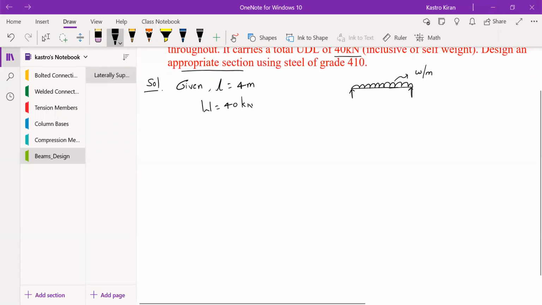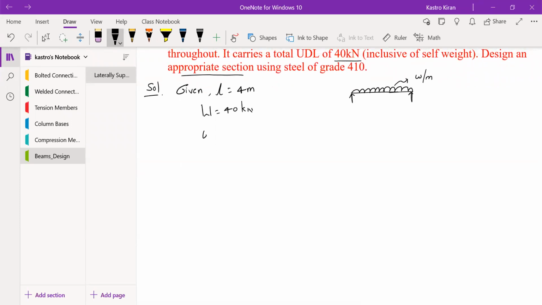So how to find out the load value per meter length: small w, which is the intensity of the UDL load, equals capital W upon L, where capital W is 40 and the effective length is 4 meters, so upon 4. This will give you the intensity of the UDL load as 10 kilonewtons per meter. Remember, don't directly take the value of 40 kilonewtons as the intensity of the UDL load. No, it is not the intensity of the UDL load.